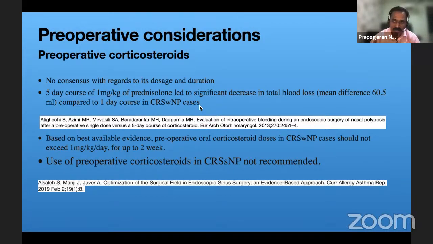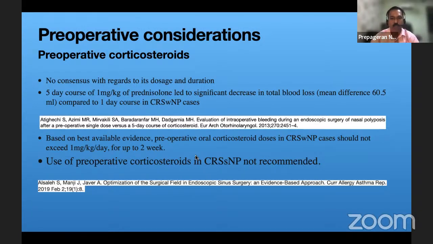If you want to give steroids, oral steroids is fine, but you have to make sure that you have a loading dose for at least 5 days before it works. And it works very well in patients of CRS with nasal polyposis. However, to the best available evidence at the moment, the maximum dose of oral corticosteroids in CRS with nasal polyposis should not exceed 1 milligram per kilogram body weight per day for up to 2 weeks.